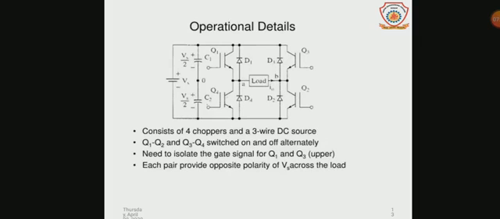This is the operational circuit diagram for single phase full bridge inverter. Here the 4 transistors Q1, Q2, Q3 and Q4 work as switches S1, S2, S3 and S4 respectively. Here we have 4 diodes D1, D2, D3 and D4.